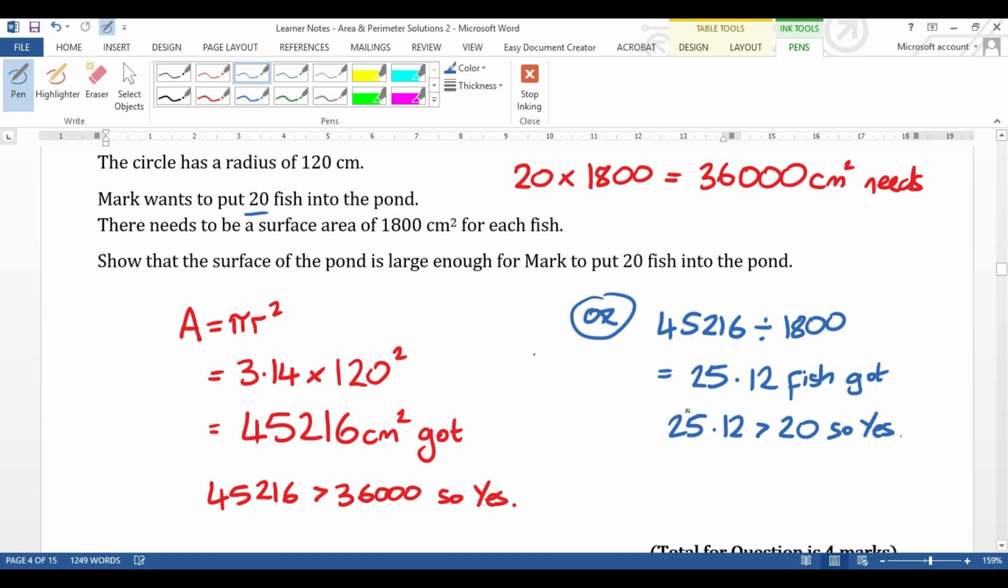So two different ways. You definitely need to show the 45,216 centimeters squared for the area of the surface of the pond. Let's have a look at the next one.